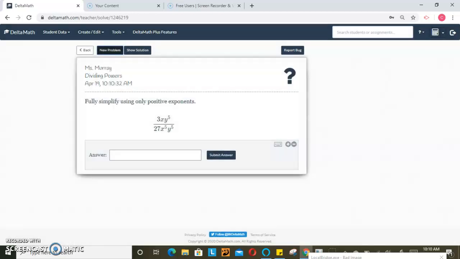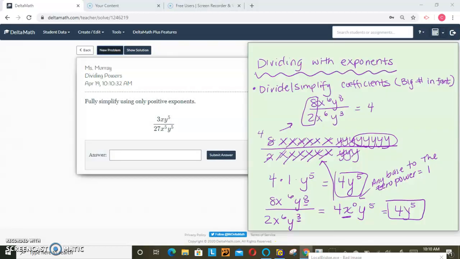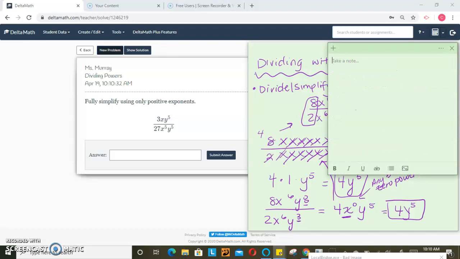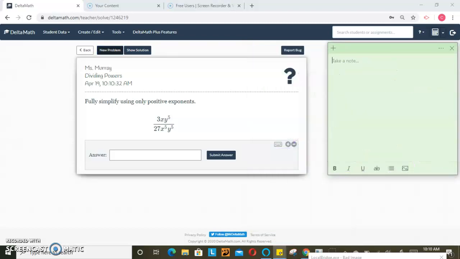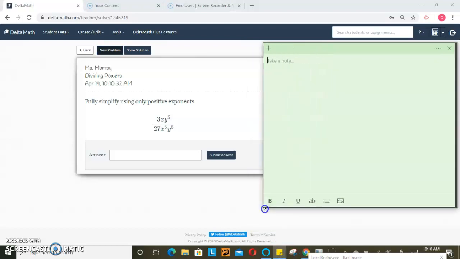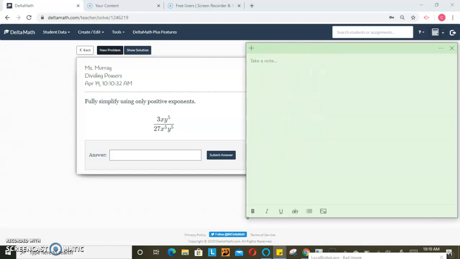New problem. All right, pull up my stickies. Get another sticky. Let's take this one out. Let's make this one a little bit bigger here. All right, so I have 3x y to the 5th over 27x to the 5th y to the 5th.